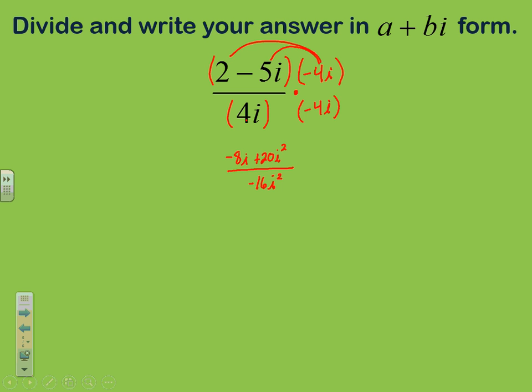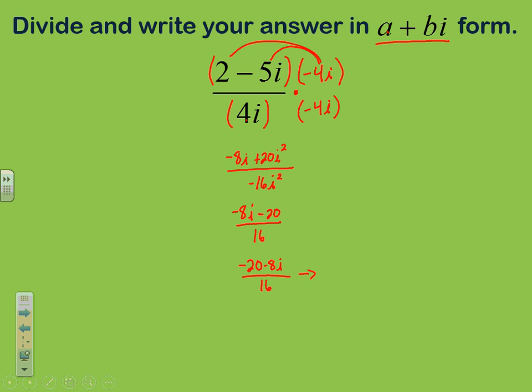So we have a couple i squared terms which are really just negative 1. So 20 times negative 1 would give me a negative 20, and negative 16 times negative 1 in the denominator would give me a positive 16. Now, because it does say write it in a plus bi form, where a is the real number, we're going to go ahead and rearrange the order of the numerator: negative 20 minus 8i over 16.